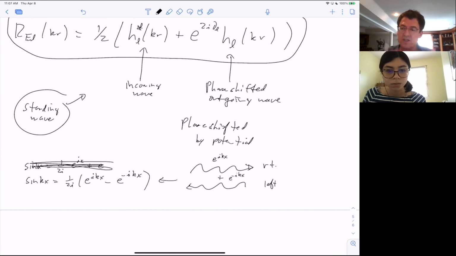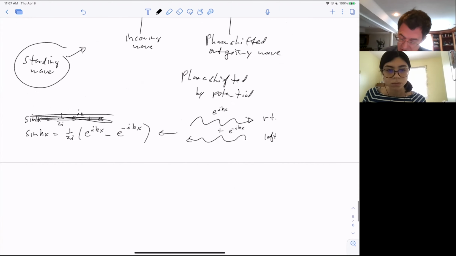And the wave function is a sum because you have some probability to be moving to the right and some to be moving to the left. And so that's a standing wave. So in quantum mechanics, the wave function is a standing wave. And a standing wave is the sum of two traveling waves that interfere with each other.